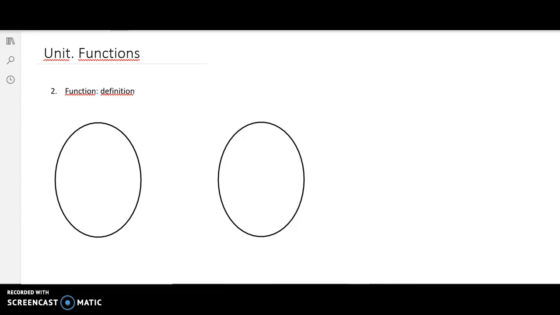Hi, how are you? Well, in this video, we are going to see the definition of function. So to explain what a function is, let's see two sets of numbers, the set x and the set y.